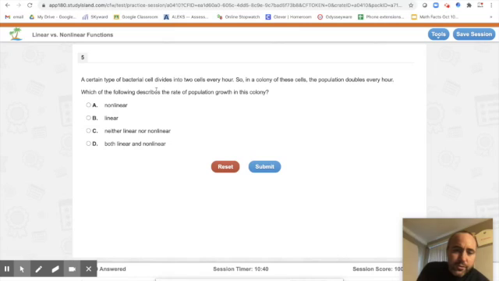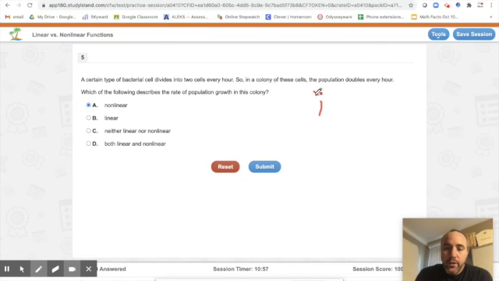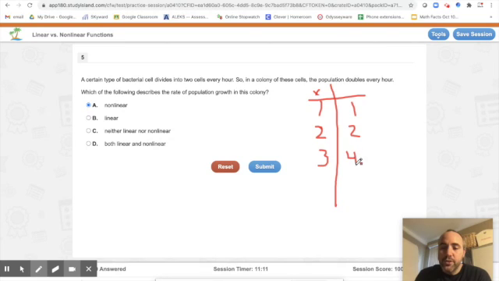A certain type of bacterial cell divides into 2 cells every hour. So basically the population doubles. And this is nonlinear because it's not going to be going up by the same amount every time. So just like we talked about before, let's say in hour 1, the population started at 1. And then the next hour, it doubles, so it goes up to 2. In the next hour, it doubles again, goes up to 4. And the next hour, it doubles again, goes up to 8.